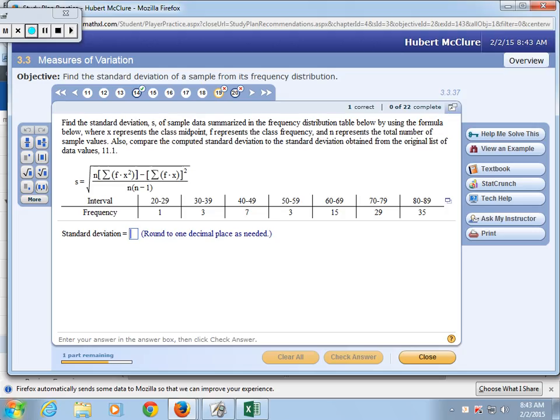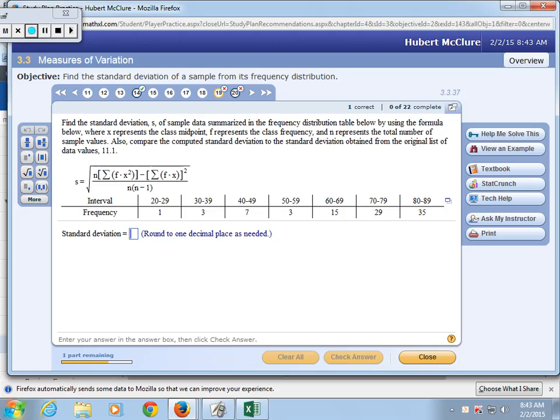This number has to be bigger than this number. Why? Because you can't take the square root of a negative. And why would you get a negative if this number was smaller than this number? So this number has to be bigger, and that's why the n is right there, to make this number bigger than this number. All right?